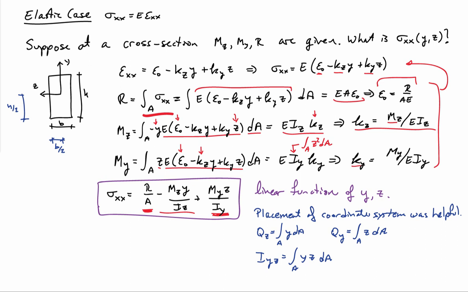Okay, but the other thing that's important to note here is this superposition type of result that we have for the stresses. We can compute stresses for axial forces, then we can compute stresses due to bending about the z-axis and add those in, and we can compute stresses due to bending about the y-axis and add those in, and that gives us a superposition of the behavior here. And superposition holds whenever you have linear problems. So when we have linear elasticity, we will always have this ability to compute stresses via superposition.